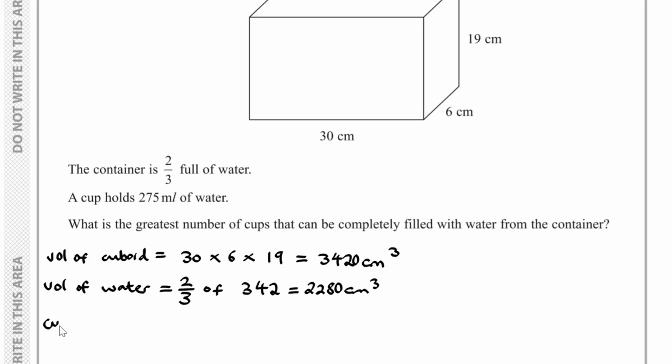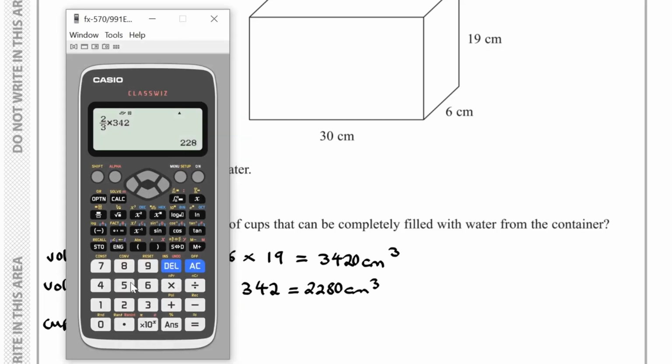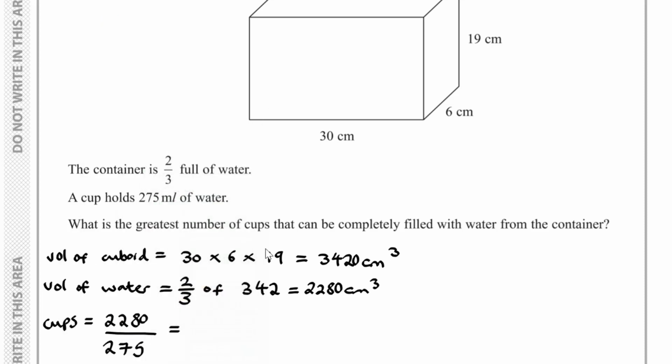So therefore the amount of cups we need, if one cup holds 275 milliliters of water, we're figuring out how many cups go into this amount. In other words, how many 275s go into 2280. So we have 2280 divided by 275. So if we work this out, we divide this by 275, turns out we get 8.29, etc.